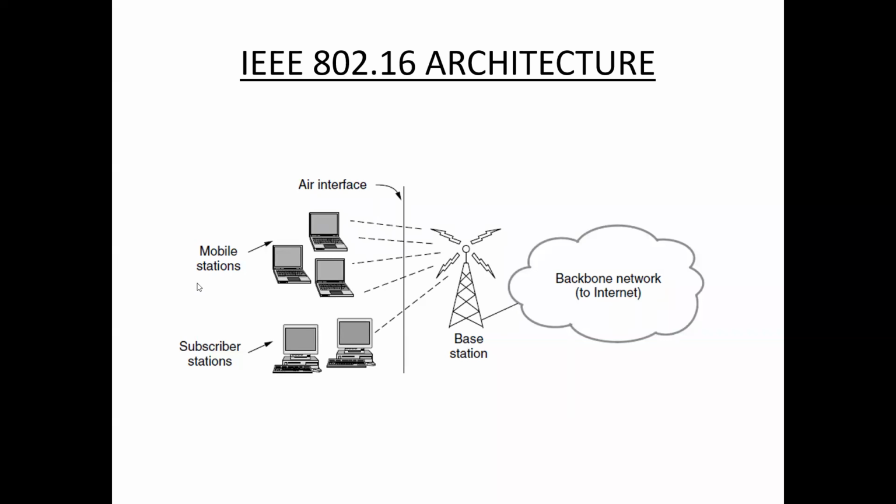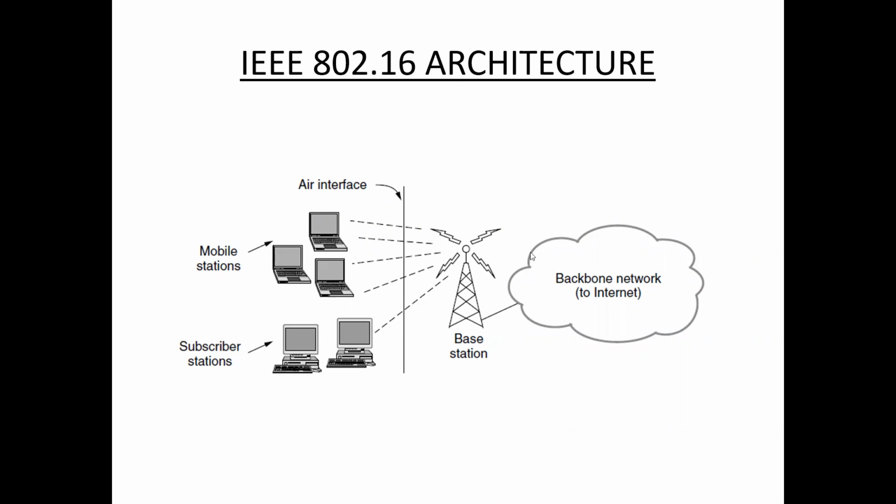Second one, mobile station. Here they receive service while they are in motion within the range of WiMAX. For example, a WiMAX equipped vehicle. Mobile stations receive internet services while they are in moving condition, within the range of WiMAX. If the vehicle is running, the internet services are also running.